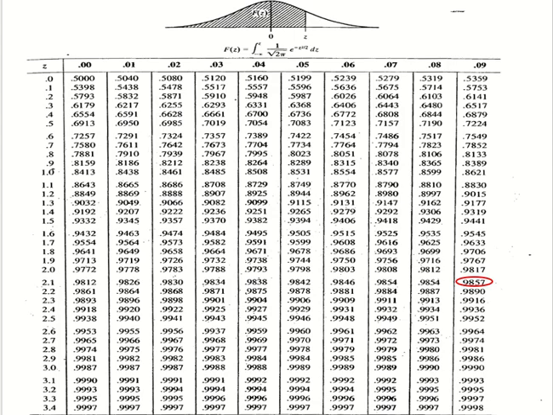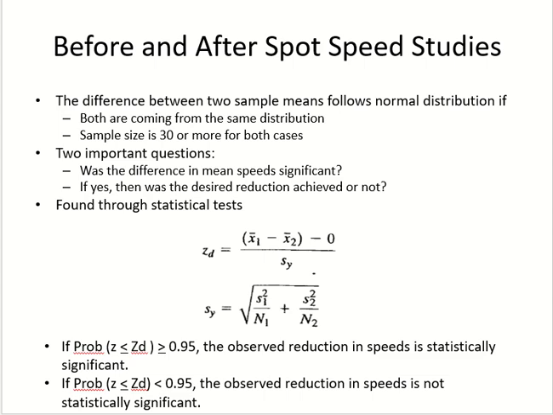Clear? Pay attention. The proposition is we have a z value. I come to the table and find out a percentage. Now I need a rule. Which percentage will I accept and which one will I reject? The rule says: if the percentage you get from the table is 0.95 or more, accept. Less than 0.95, don't accept.